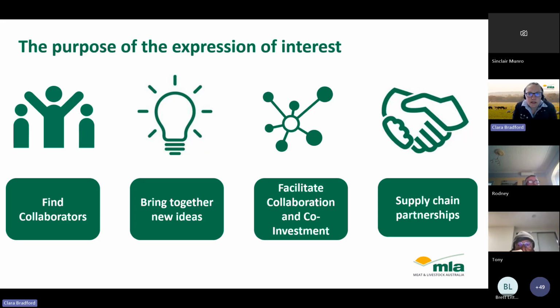We've recently released an expression of interest, and the purpose of that expression of interest is really to find the collaborators and participants that want to be involved in developing new reference projects and models. So we're canvassing everybody out there in industry who has an interest in this space and wants to put their hand up to participate. That's really to help facilitate collaboration, co-investment and supply chain partnerships that we previously haven't engaged with before, to support the long-term sustainability of reference populations, because we know how important they are moving forward into the future.